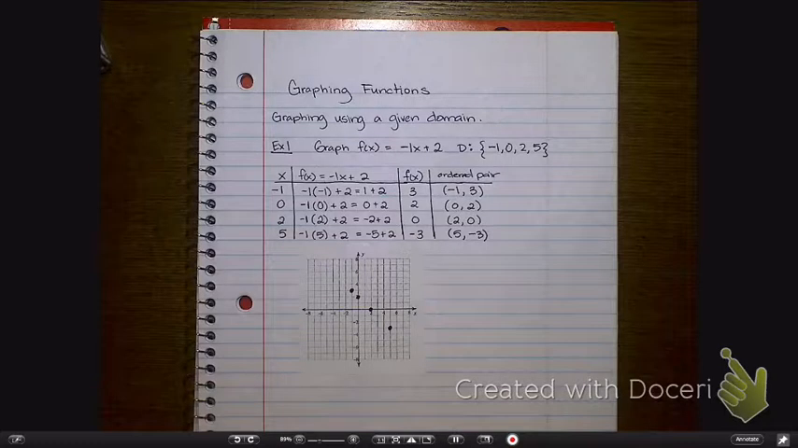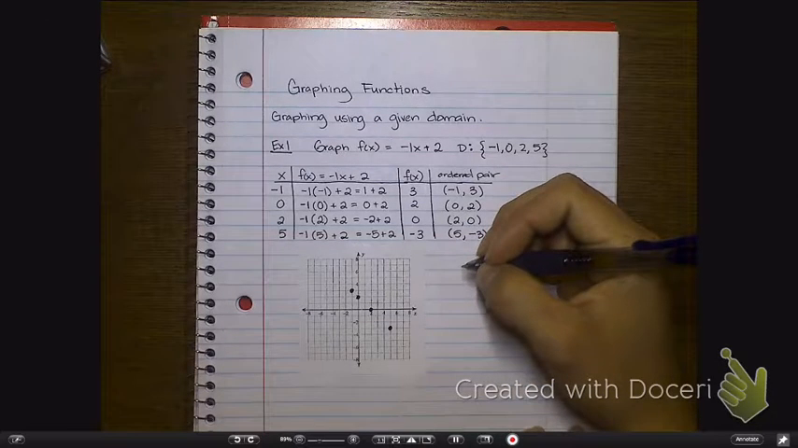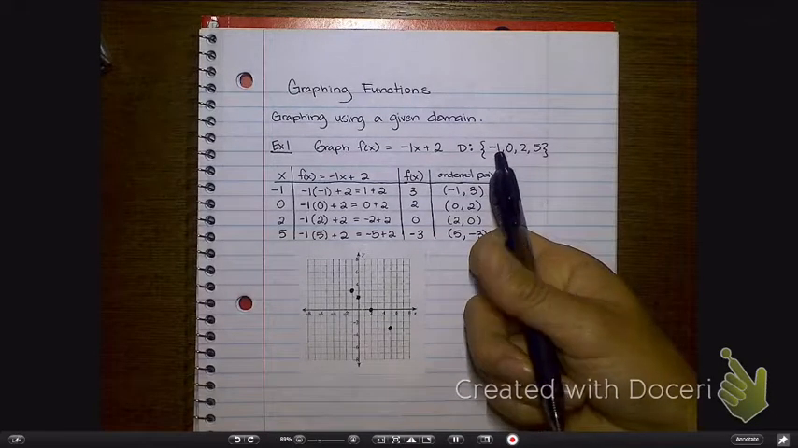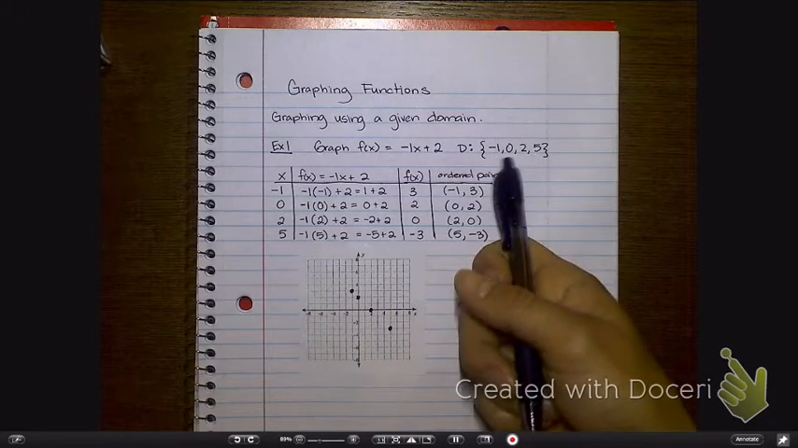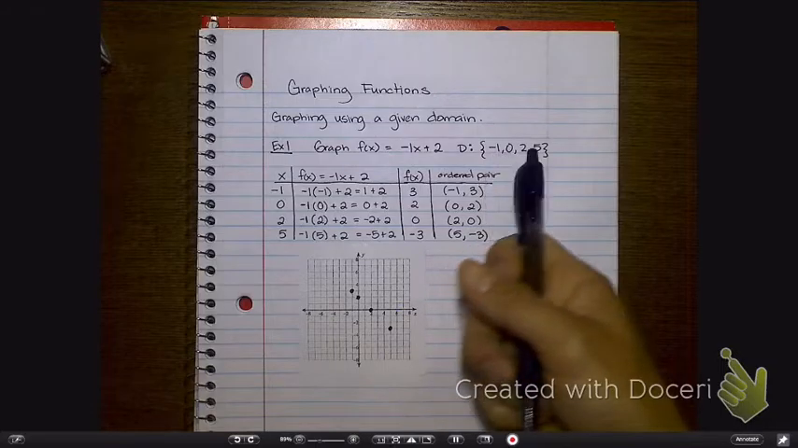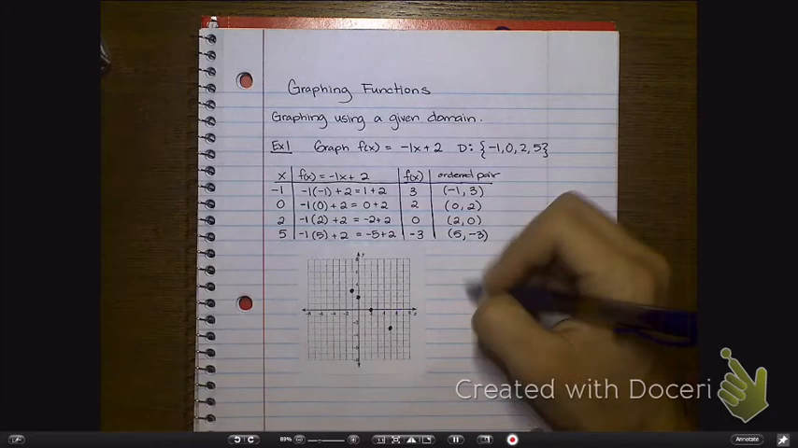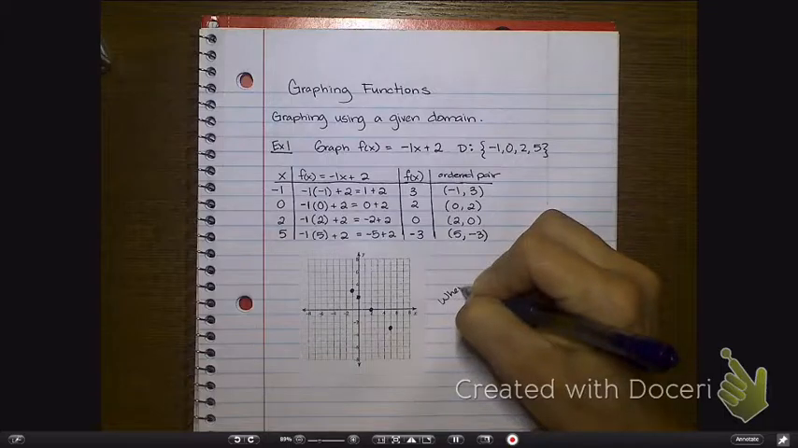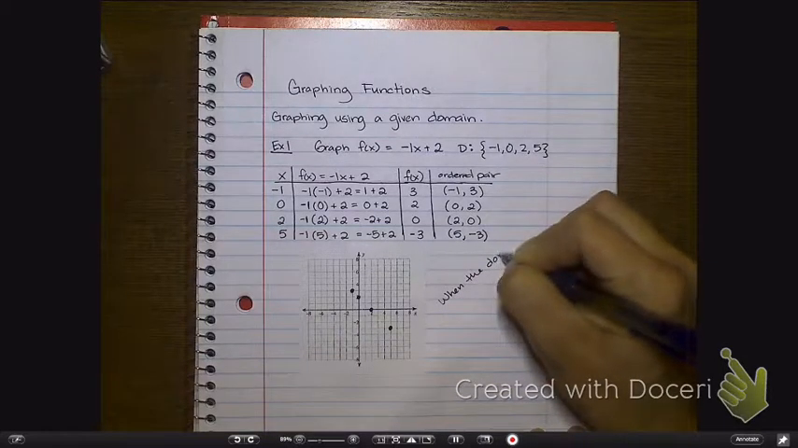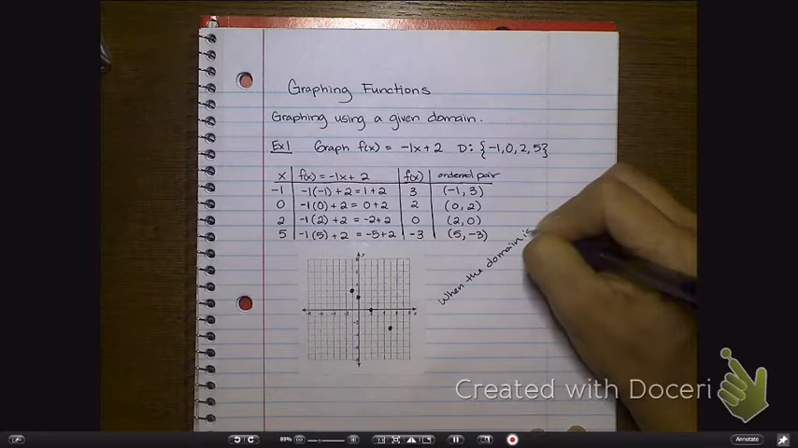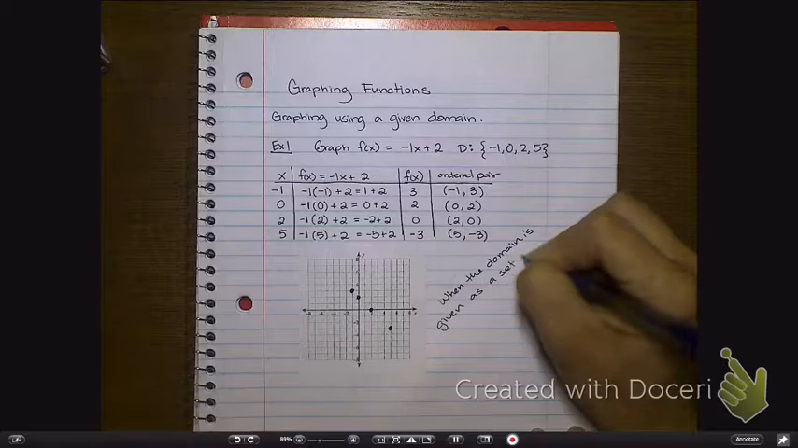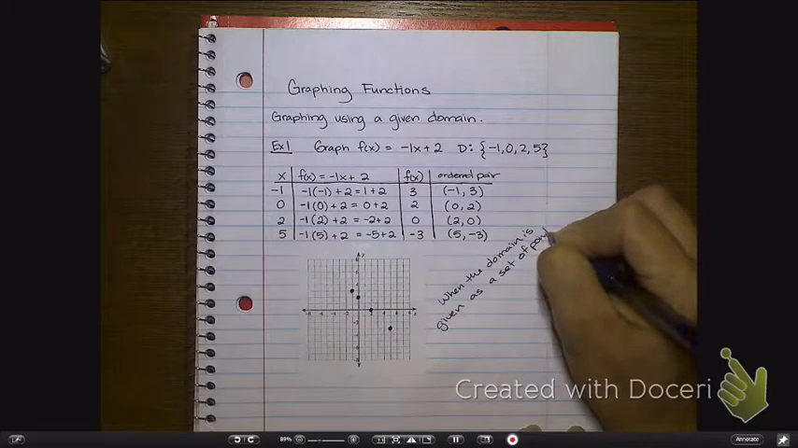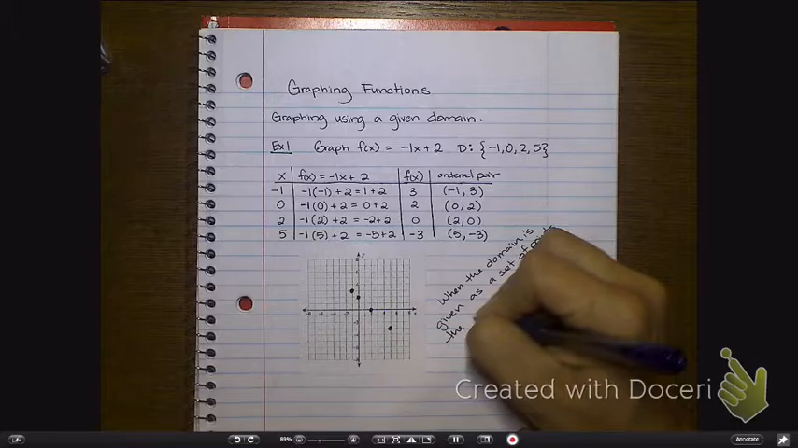Because they gave me a specific domain, this graph is what we call discrete, right? We talked about this today when we were going over homework. When I write the domain for a discrete graph, I write it as individual points. So when the domain is given as individual points, the graph is discrete.